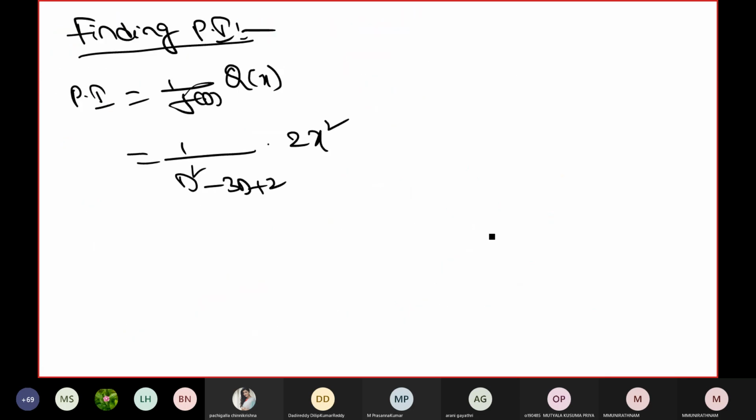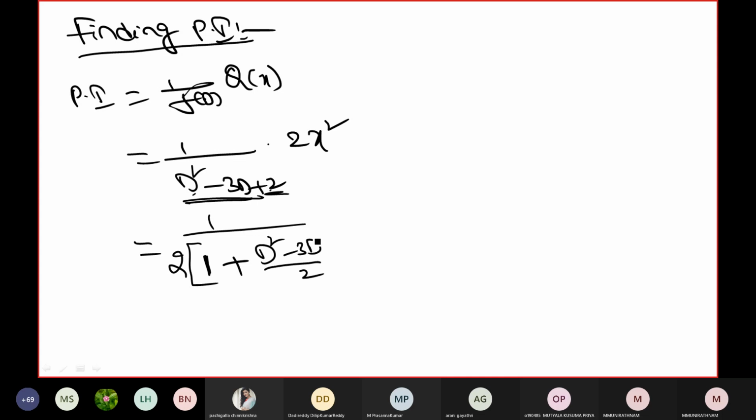So for that you can take d square common, 3d common, 2 common. Generally it is better to take the constant common. I take 2 common, so in the place of 2 I'll get 1, and in place of this, d square minus 3d by 2. Taking the constant term common makes it a little easier, nothing more.